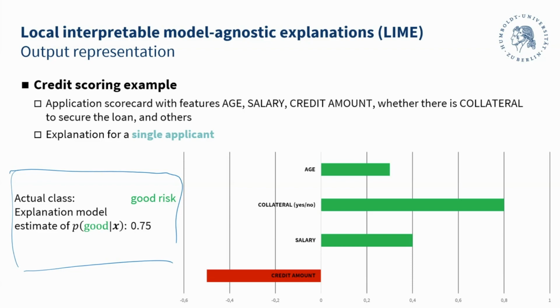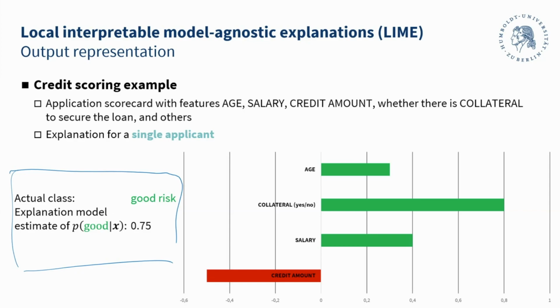So what you get for each of the features, and let's assume we have 4 features: age, salary, credit amount, and whether there was any sort of collateral to secure the loan. For each feature, we get a score. We can compare the relative magnitude of these scores. And this score is also either positive or negative. The way to read this is, ignore the values on the axis.